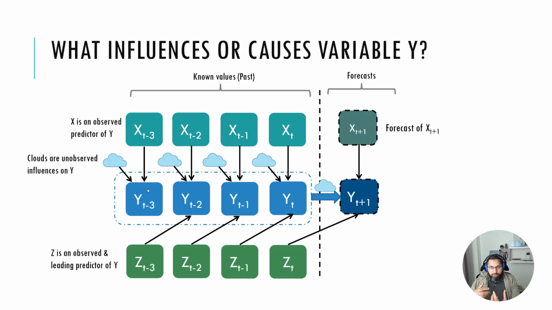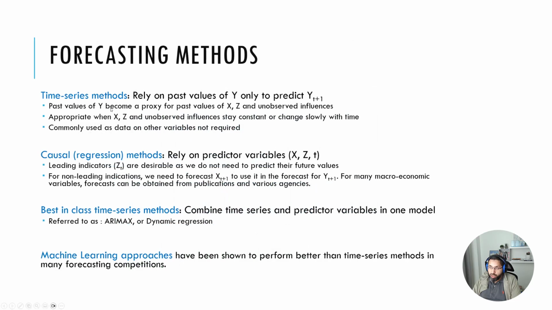So bundled up in the old values of y are influences of a lot of different variables. And if I can detect patterns in y, the patterns will capture some of the influence of the past values of x and z as well. So the past values of y act like a proxy for all sorts of influences on y. And if I can detect patterns in the past values of y, that can give me a good forecast for y(t+1). So that's why historically a lot of people have used time series methods, and that's what we focus on in this course.